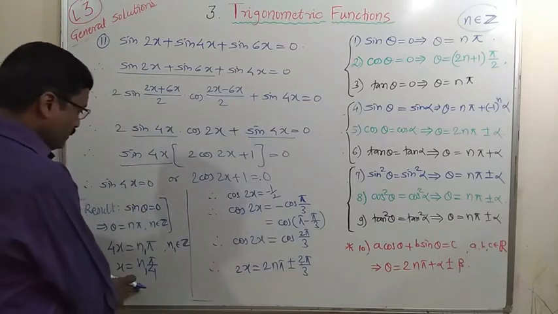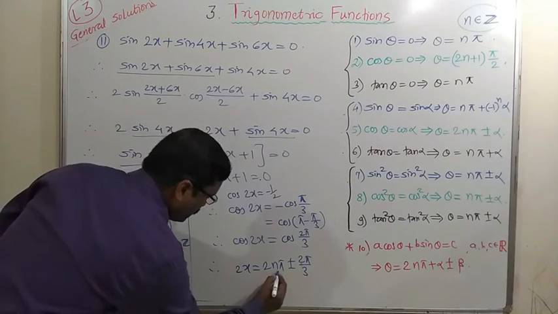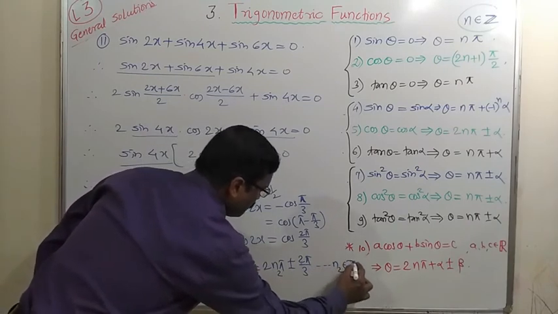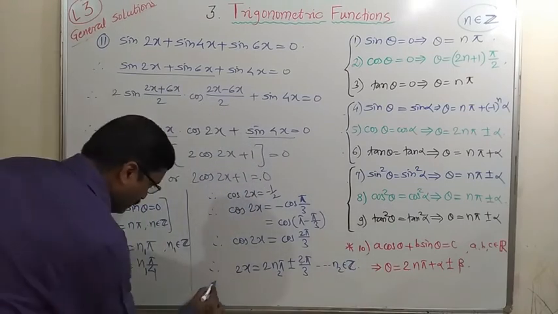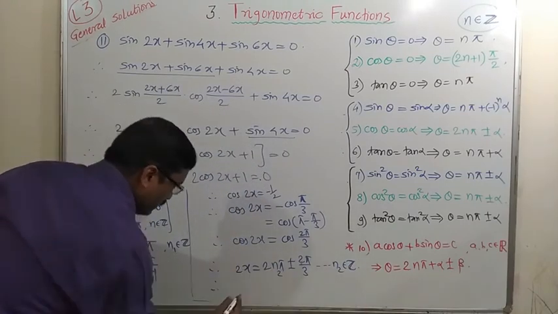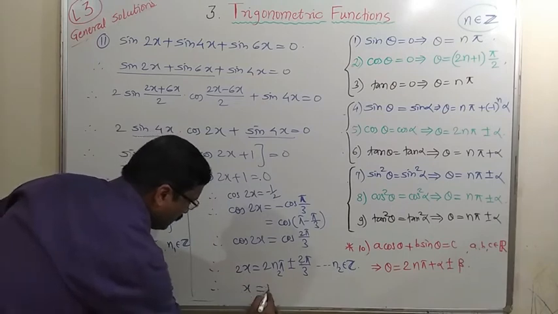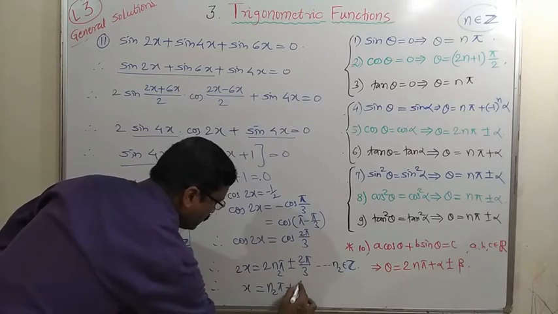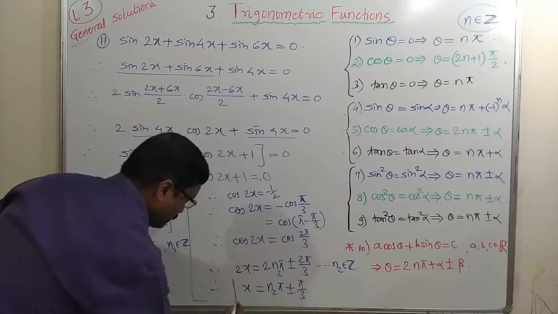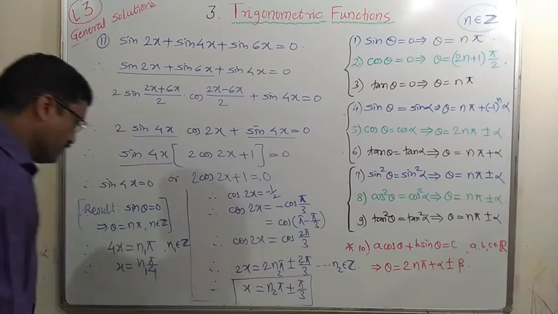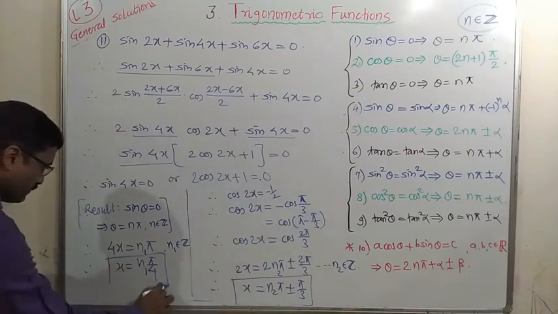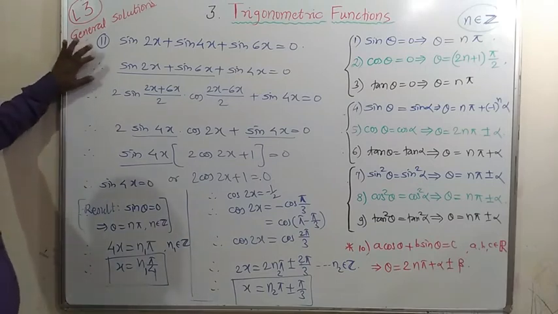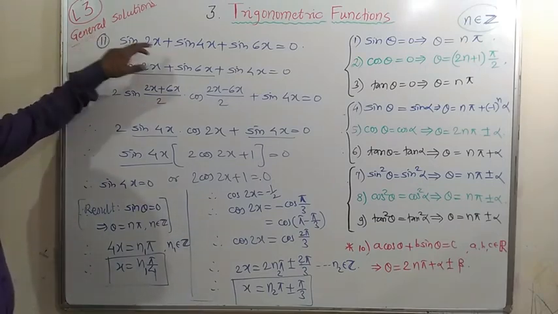Where here we have considered integer n1, now we have considered integer n2, where n2 belongs to the set of integers. Cancelling 2 from each term, we get x equal to n2 pi plus minus pi by 3. So this is the general solution, and this one is too. So these are two general solutions for this trigonometric equation, sin 2x plus sin 4x plus sin 6x equal to 0.